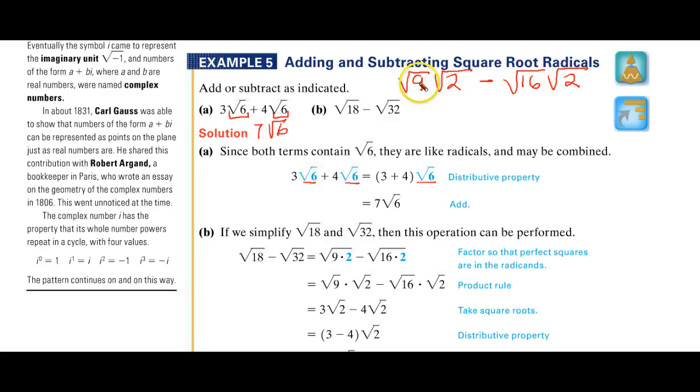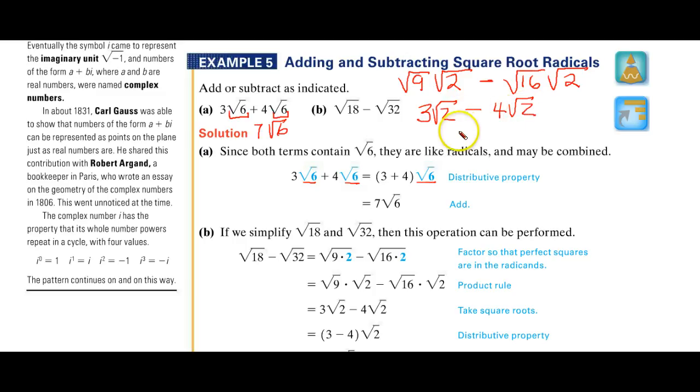What is the square root of 9? 3. The square root of 2, that's left over, minus the square root of 16, which is 4, the square root of 2. Now we have like radicals.